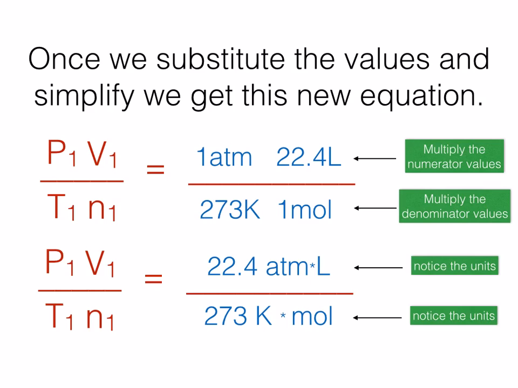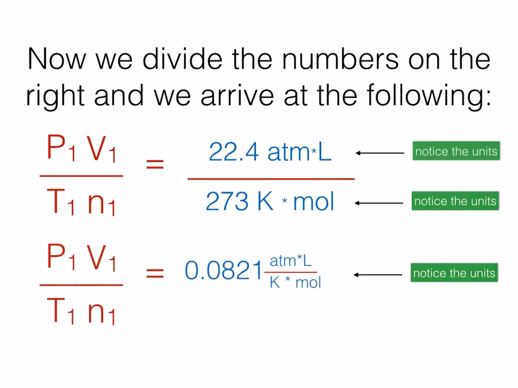So we're going to multiply across and multiply these two numbers. If I take 1 atmosphere multiplied by 22.4 liters, what I get in the numerator in the second equation is 22.4 atmosphere liters. And if I take the denominator of the first equation on the top here, 273 times 1 mole, what we wind up getting is 273 Kelvin mole. Simplifying this a little bit further, if I take 22.4 atmosphere liters and divide that by 273 Kelvin mole, what we wind up getting is 0.0821. Notice the units: atmosphere liters per Kelvin mole.